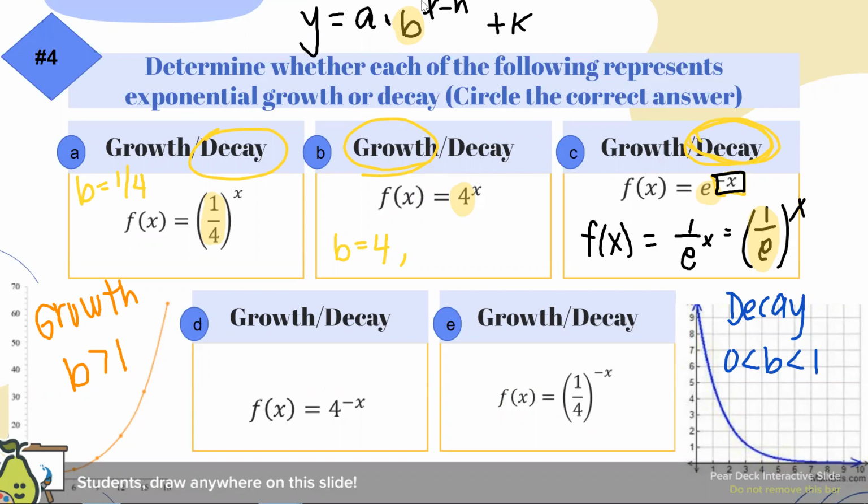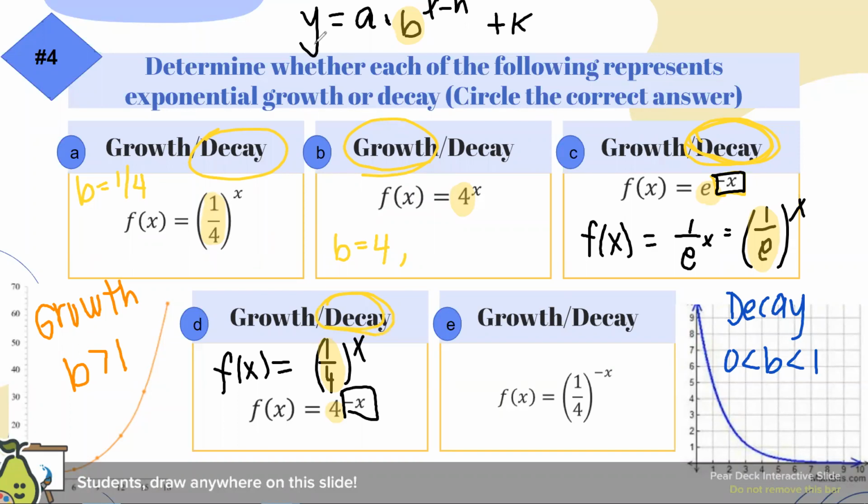Option D has the same idea. Looking at it, I think, okay, my base is 4, but I have this negative exponent here, so I have to rewrite this. Negative exponents mean we take the reciprocal. So this becomes 1/4 to the x. Now my base is 1/4, which means I have a decay.